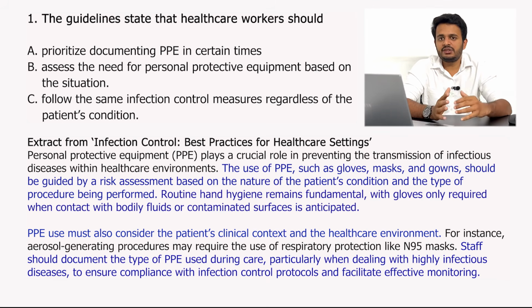Now, with these 3 answers, we can move to the options. If any of this information is there in an option, that will be the answer. If the option contradicts the information, we can eliminate it. So let's read the first option. Healthcare workers should prioritize the documentation of PPE sometimes. Is option A correct? No, it is wrong. In the last sentence, it states that whenever PPE is used, proper documentation needs to be done. However, option A states that it needs to be done only at some times. So we can eliminate option A.